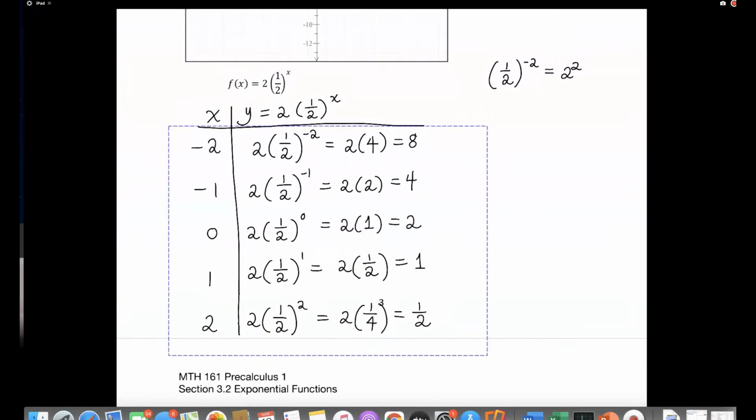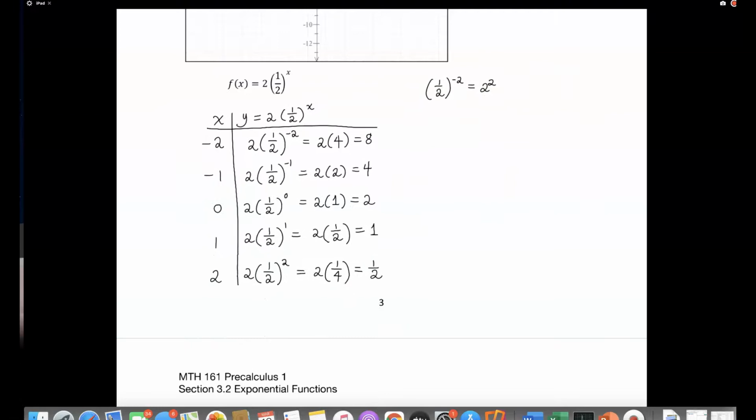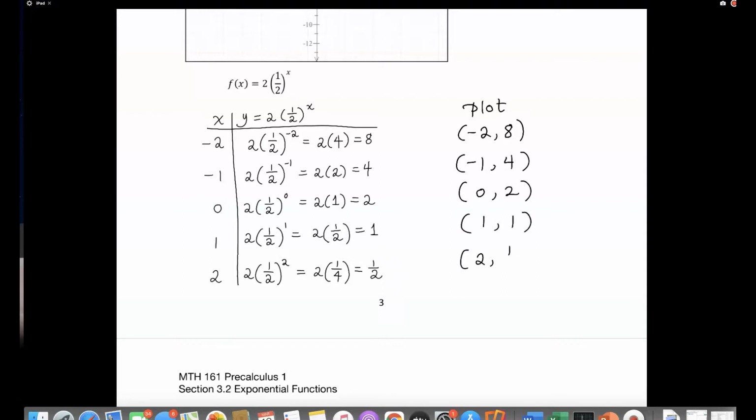All right, hold on one second. Make this a little bit smaller. Let's plot (-2, 8), (-1, 4), (0, 2), (1, 1), and (2, 1/2). And let's see what it looks like, okay?